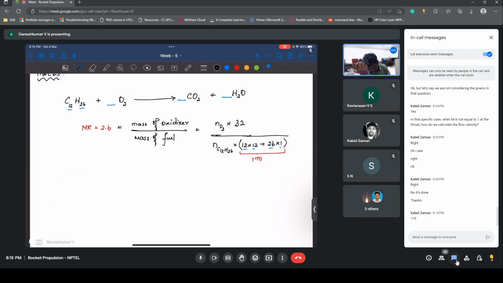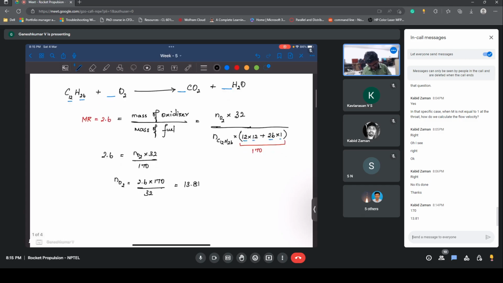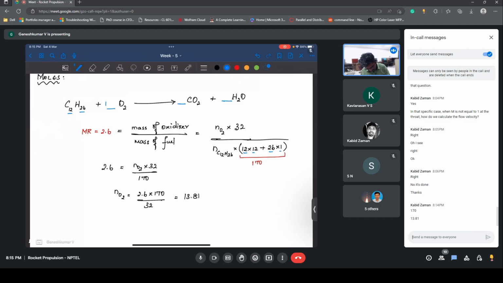Okay. So we know that 2.6 is equal to N of O2 times 32 by 170. Right. So what is N of O2 now? It's going to be 2.6 into 170 divided by 32. Is it coming? 13.81. Okay, we have quick answers today. So we found out that the number of moles of oxygen is 13.81, which is good. Now, how do we find the number of moles of product species?